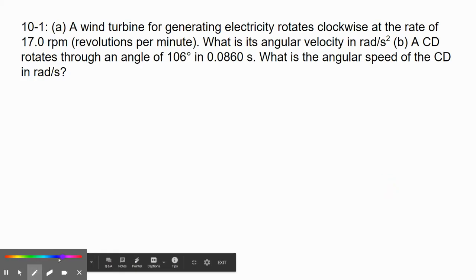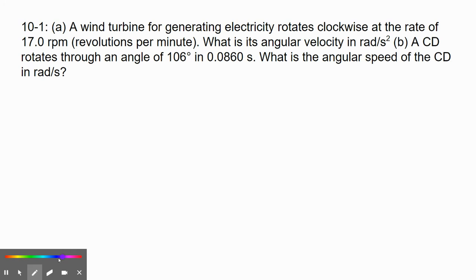In this first example, I'm going to do two things. First, I'm going to calculate the angular velocity for a wind turbine. And second, I'm going to find the angular speed of a CD. So we're going to approach this two different ways. Okay, so let's start with the first one.